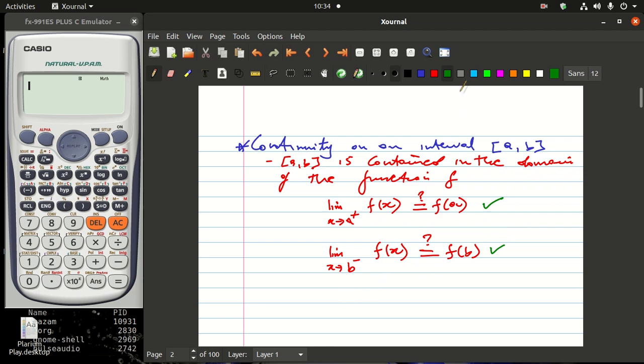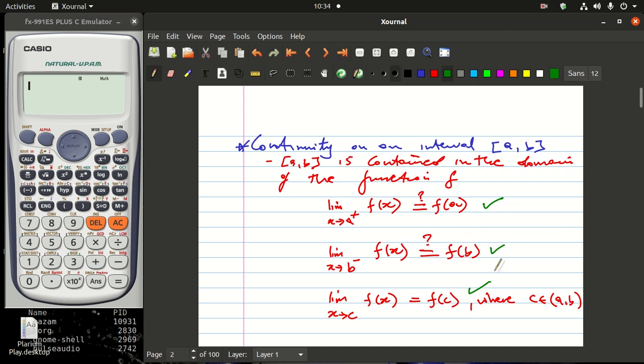If this one is satisfied, then the last condition is that they want you to pick some value inside this interval. So the limit as x approaches some c of f of x, is this the same as f of c, where c is an element of the interval a b? In other words, c is a value in between. If I pick a value in between and plug it into this function, am I going to get f of c? That's what most examiners are looking for.